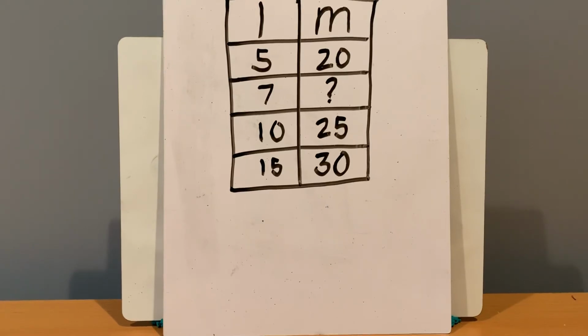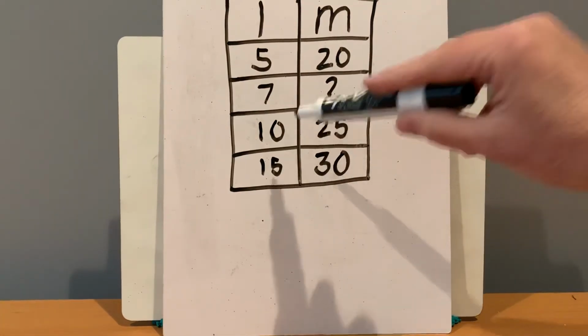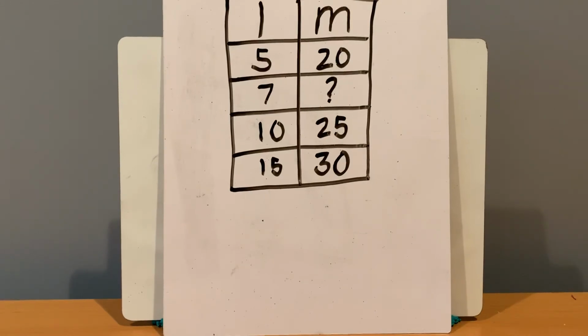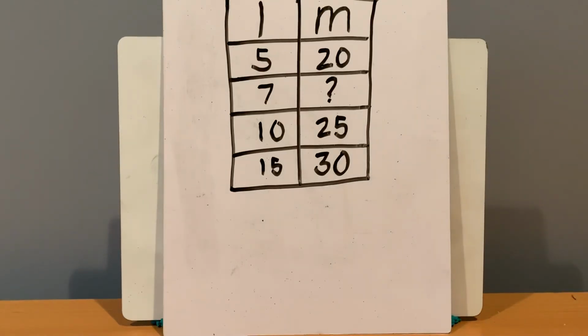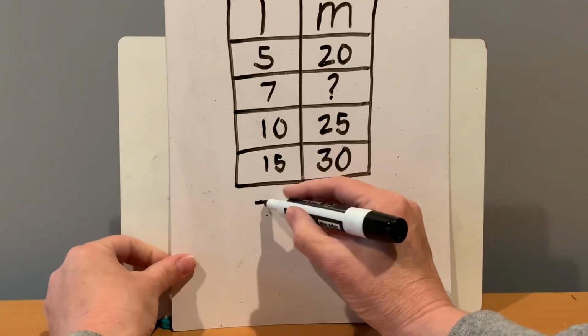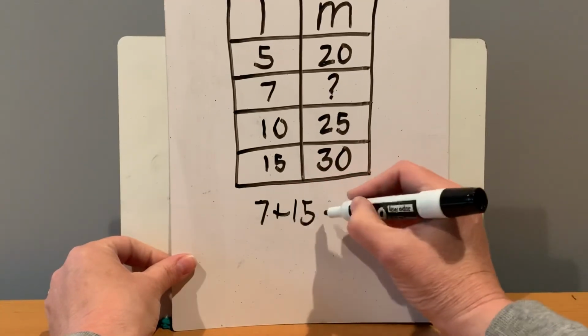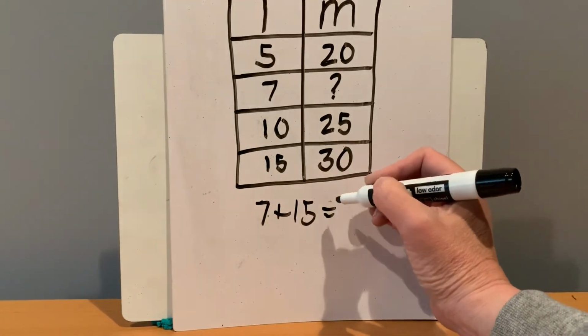We need to figure out a different rule. Now we notice that 20 is 15 more than 5, and we see that 25 is 15 more than 10. We guess that the rule is to add 15 to L. In the last line of the table, L is 15, M is 30, which fits the rule. So when L is 7, we add 15 to 7. For this rule, we would do 7 plus 15, which we find equals 22.